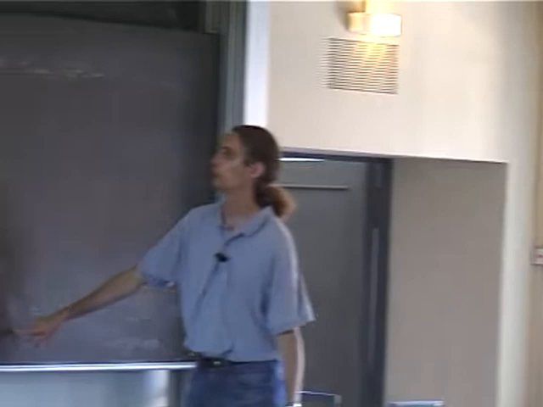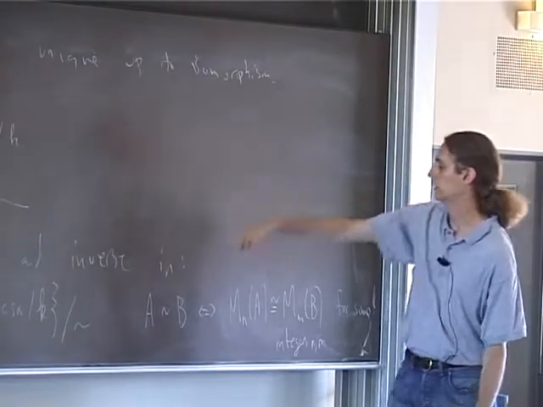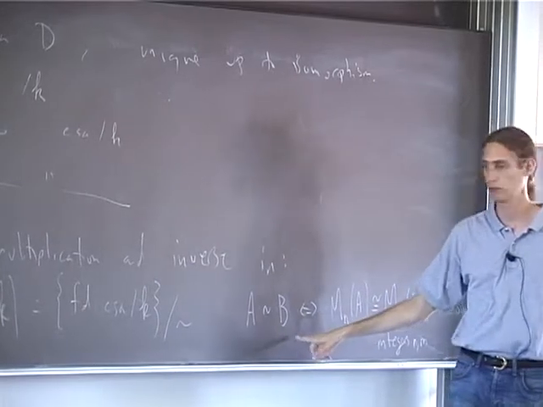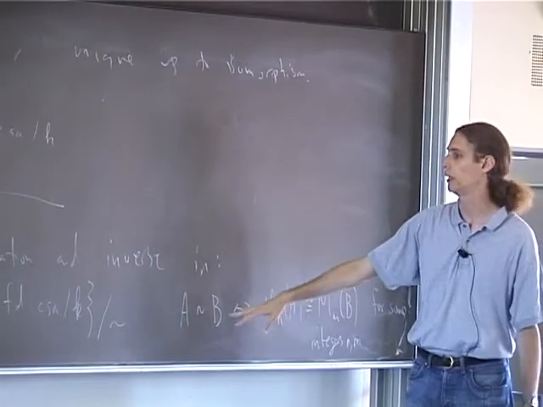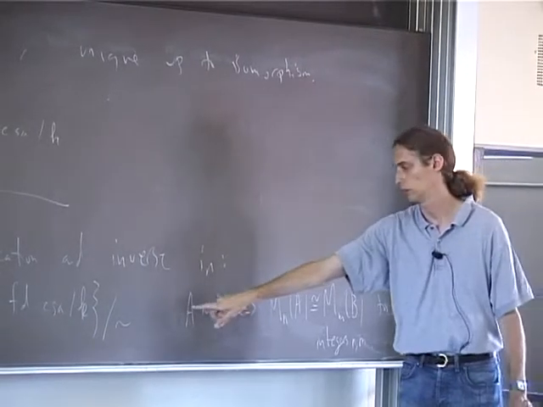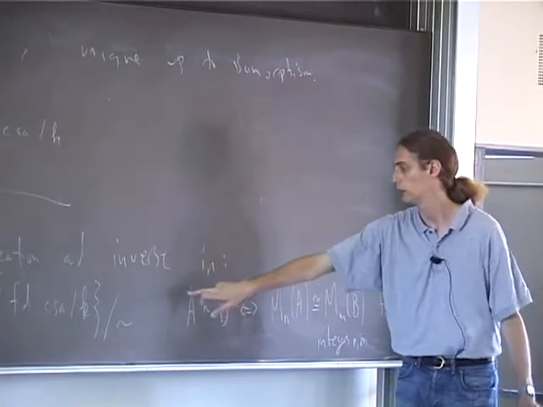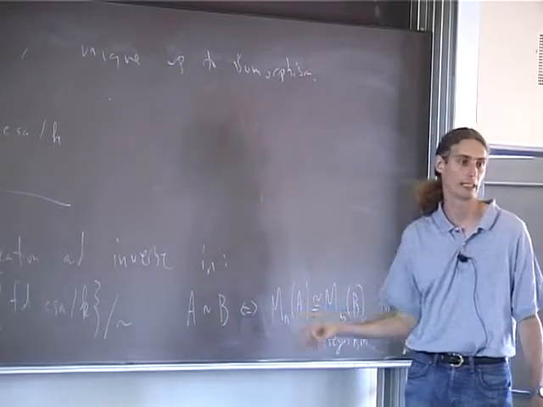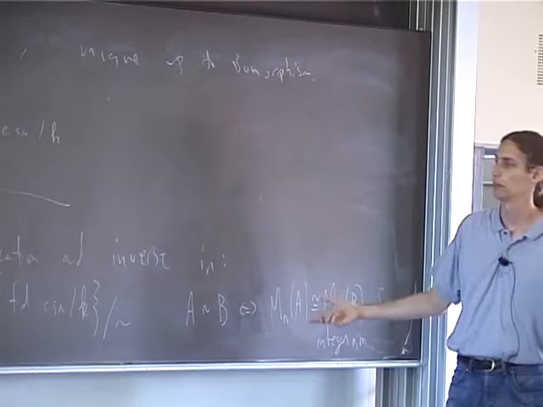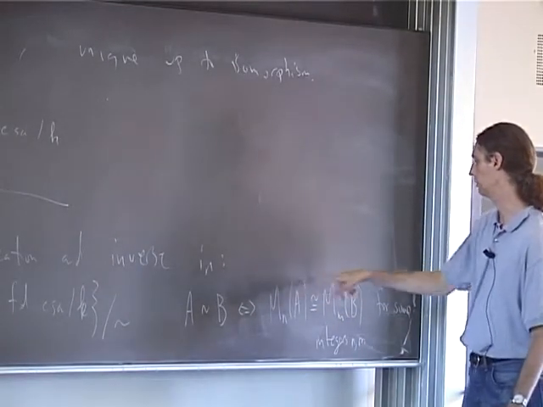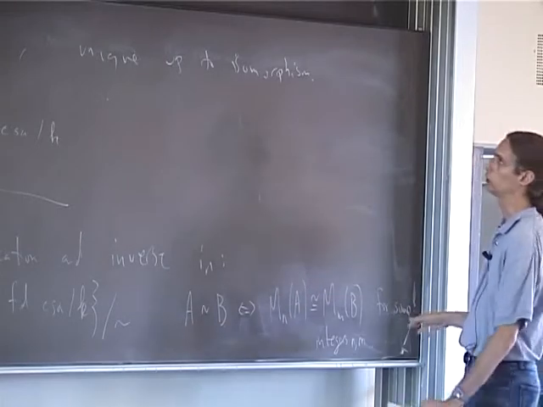So now, of course, look at the structure theorem. A is a matrix algebra over a division algebra, and so is B. So this is really equivalent to saying that the division algebras in each case are isomorphic. In other words, A is a matrix algebra over D, and B is also a matrix algebra over the same D. And so then each of these is just a bigger matrix. So we just have matrix algebras over D.